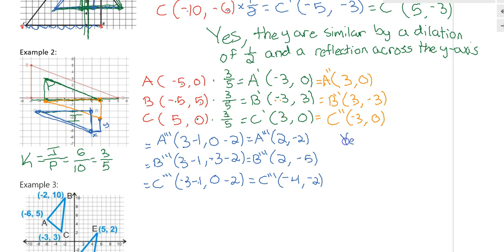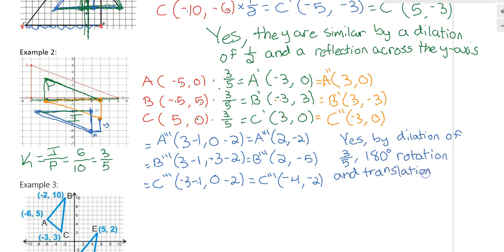So are these similar? Yes. Then I'm just listing what I did. Dilation of 3/5, a 180 degree rotation, and translation left 1 and down 2. Okay? So at the end, just make sure you list everything that you did.